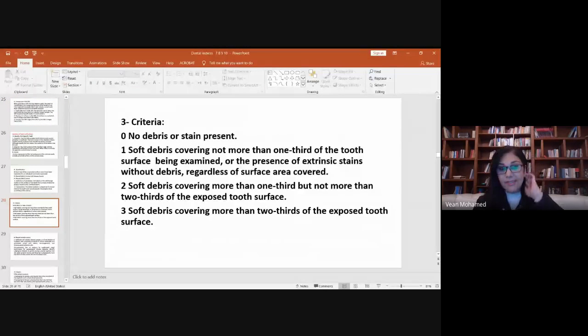the criteria for debris is 0 if there is no debris. One, if there is soft debris covering not more than 1/3 of the tooth surface being examined. Two means soft debris covering more than 1/3 but not more than 2/3 of the exposed tooth. And three, soft debris covering more than 2/3 of the exposed surface.